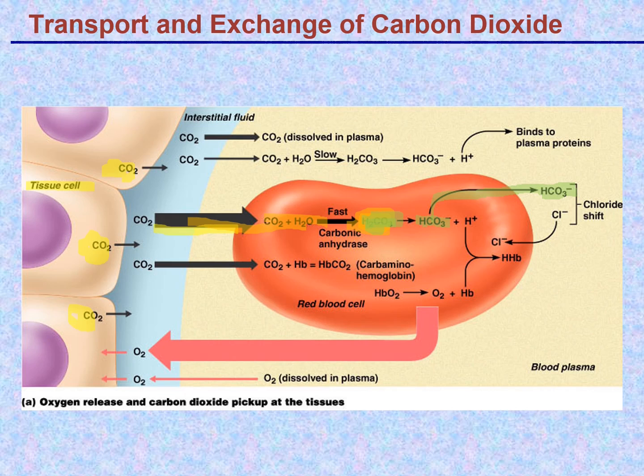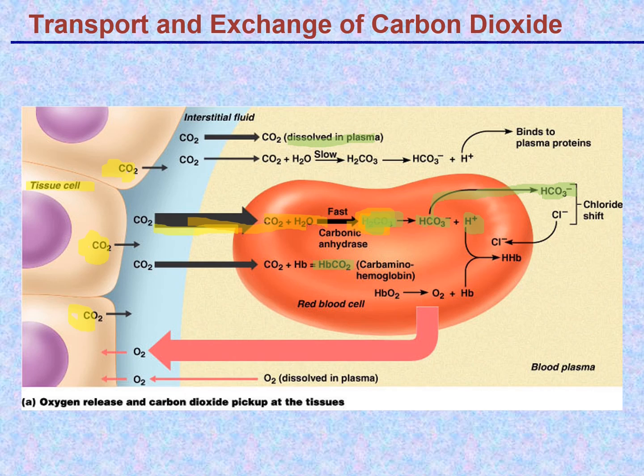At the same time, hydrogen ions are produced. Some can bind to hemoglobin molecules, but it's not that important. You have hydrogen ions present. As I said earlier, about 20% of the carbon dioxide is bound to hemoglobin, and about 7 to 10% is dissolved directly in plasma.